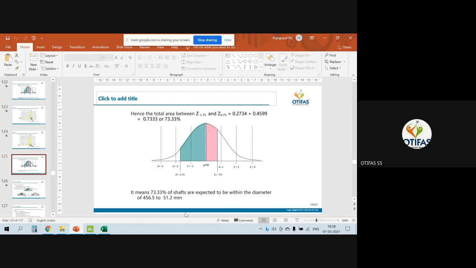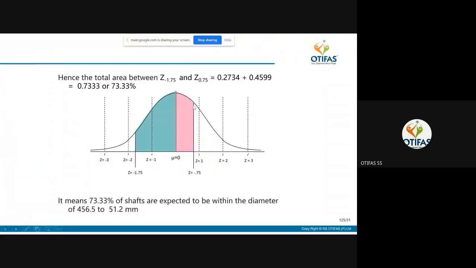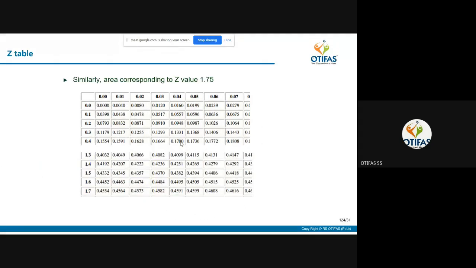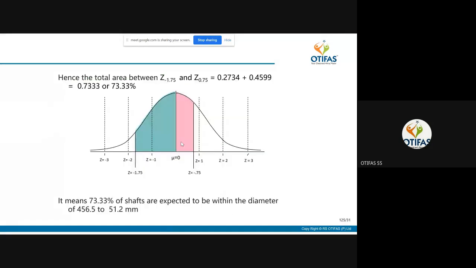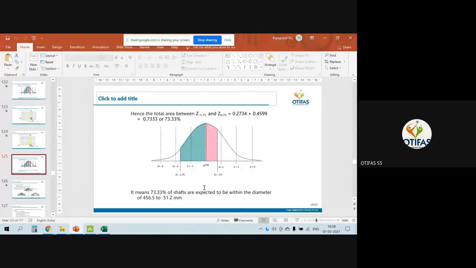What is the answer? 73.33% of shafts are expected to fall within the diameter of 46.5 to 51.5. See, if you minus this from this, is equal to this minus this. What is the answer? 73.33. So we get the same answer here. If you have taken this Z value as cumulative table value, then we will get the same Excel sheet answer. But whether you take this cumulative or not, you are going to get the same answer. So in Excel also, we got 73.33%. See here. In Excel also, we got this 0.733, that means 73.33%.